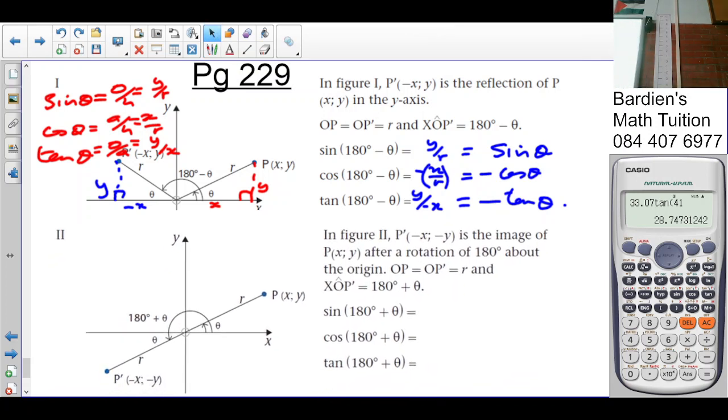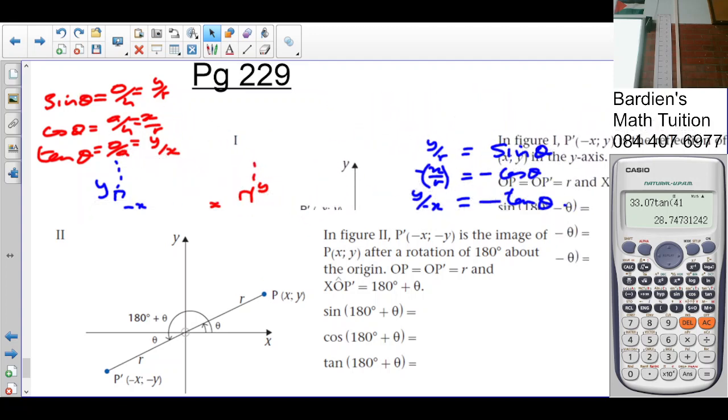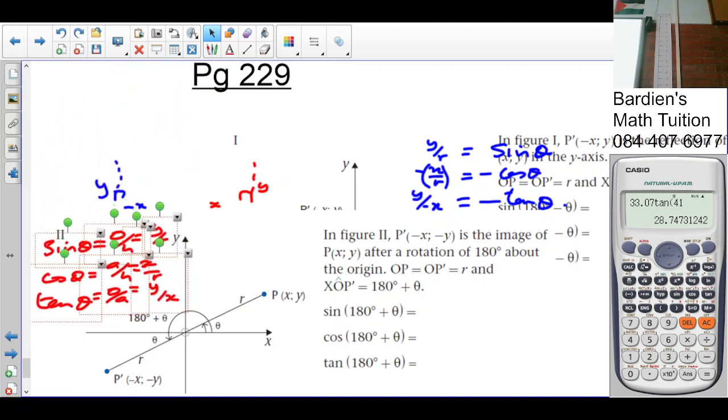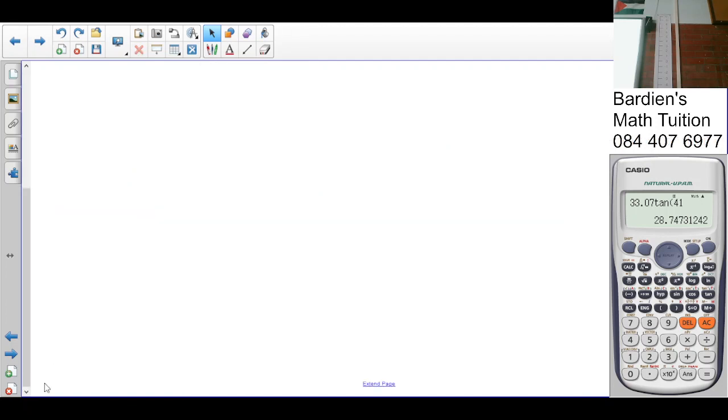So let's look at the next one. In figure 2. Moving too fast. So I can move a bit faster, you say? No. Oh my word. Sorry?